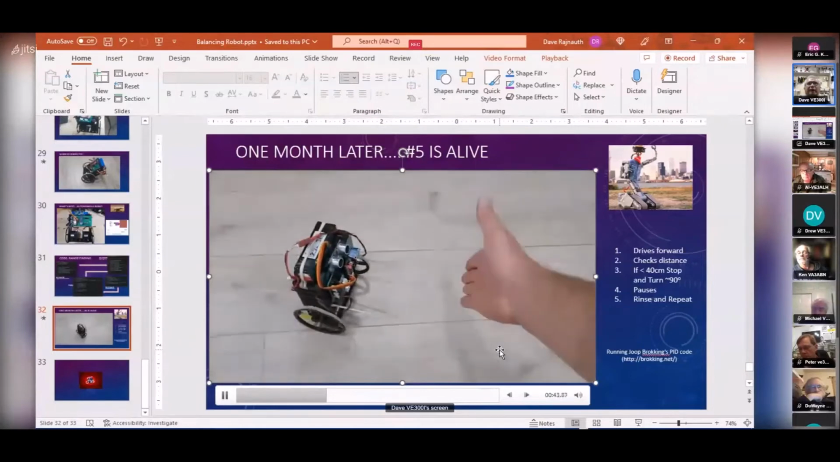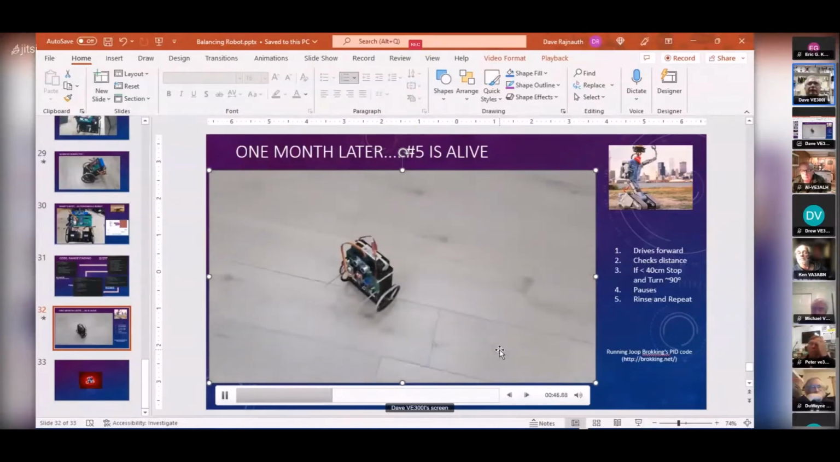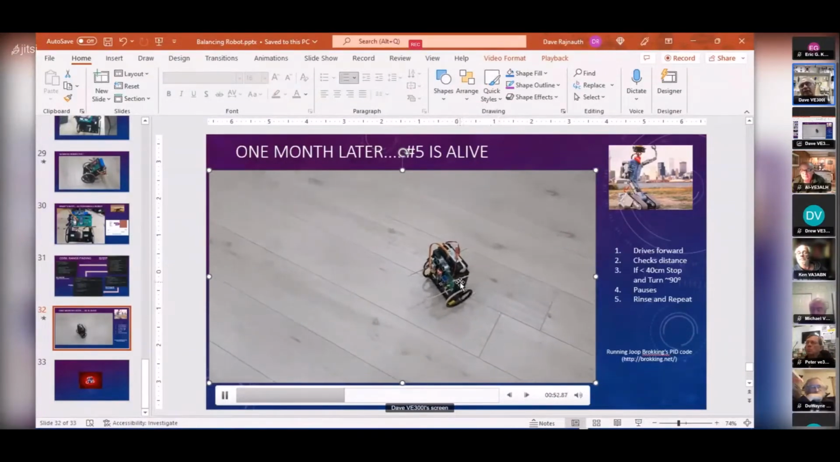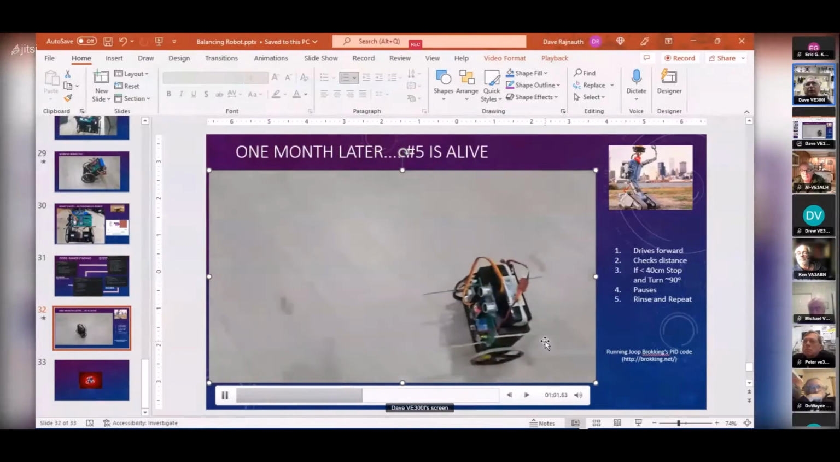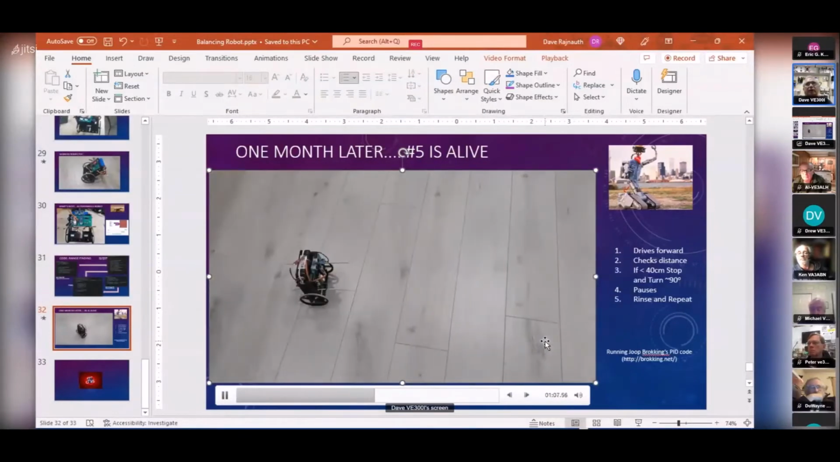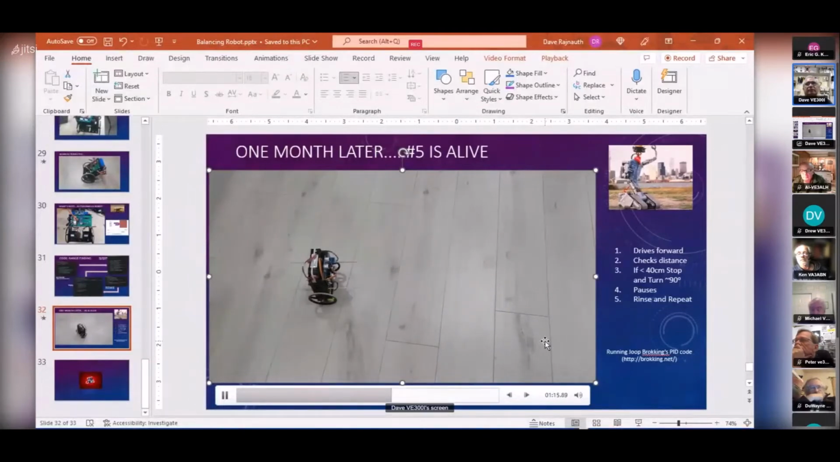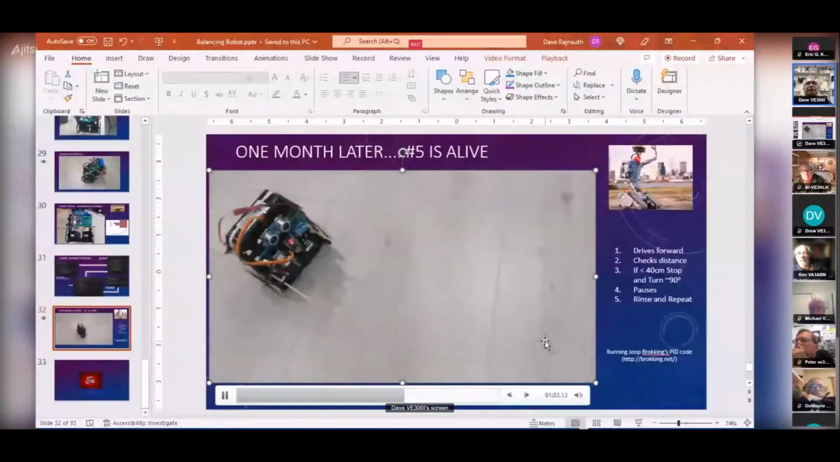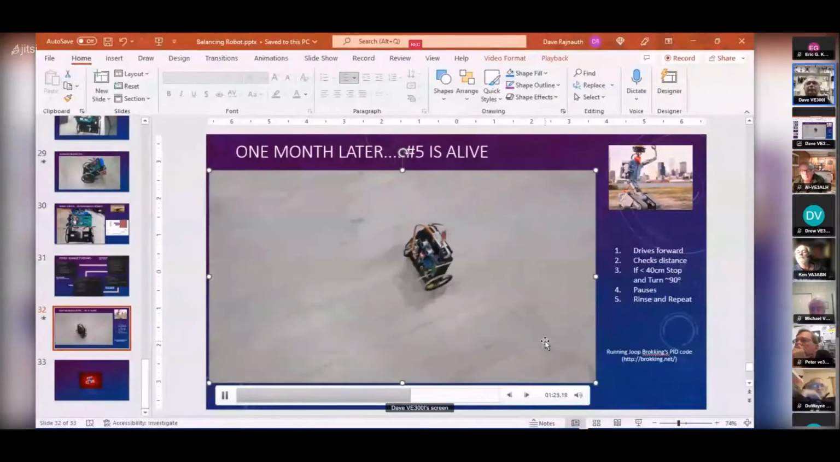So I put my hand in front, it stops, and it turns 90 degrees. Then it pauses, and you'll see it oscillates just a tiny little bit. It's not much of an oscillation. So Jupe's PID controller works really well. See, I stop it again, it turns 90 degrees, pauses. Then it drives forward, sees my hand, it stops, turns 90 degrees, pauses.